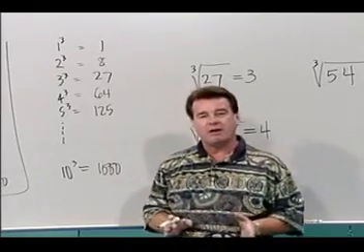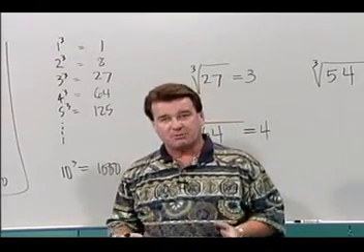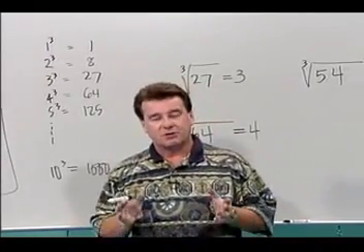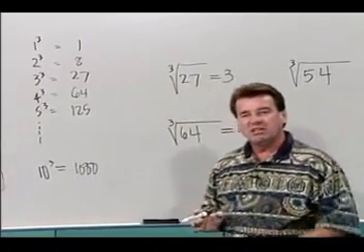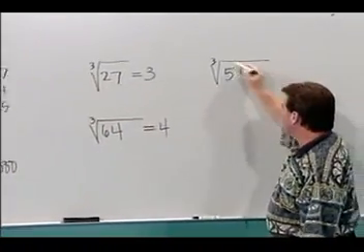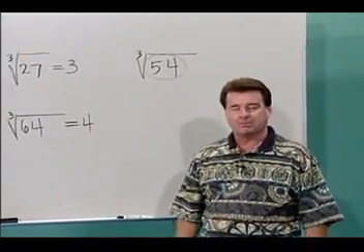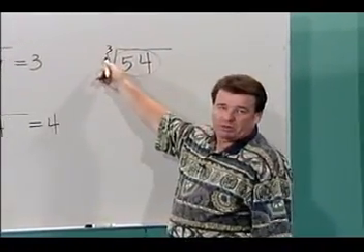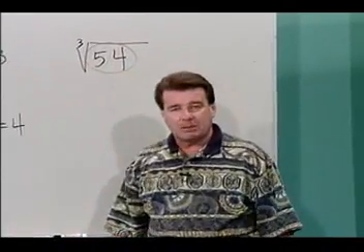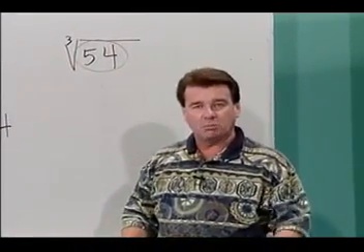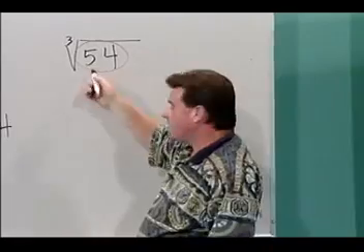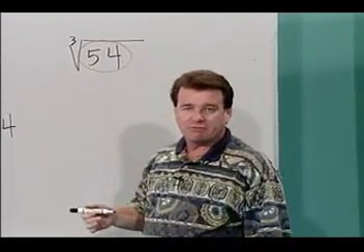So what was a strategy for simplifying square roots? For simplifying square roots, we rewrote the radicand. We rewrote this number as a product of a perfect square and some other number. Now, since we're working with cubed roots, we have to rewrite this number as a product of a perfect cube and some other number. So is there any perfect cube that is a factor of 54?